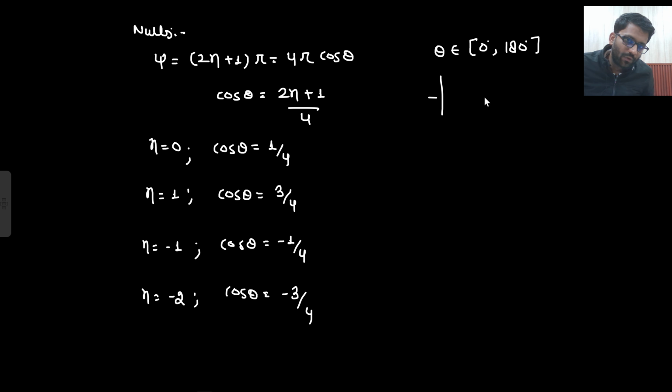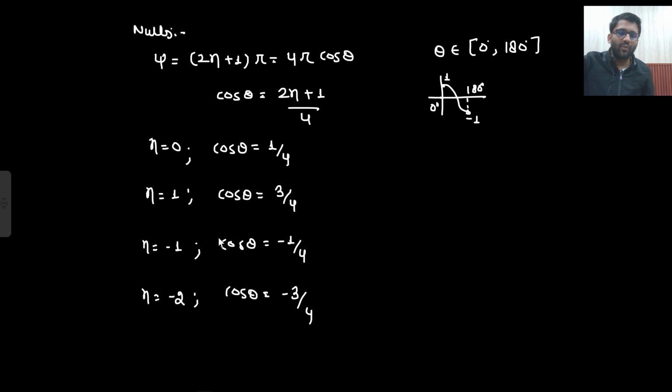And if you draw the graph of cos, then from 0 degree to 180 degree, all the values you are getting. From plus 1 to minus 1, everything you are getting. From 0 to 180 degree, this is the graph of cos. This is your 0 degree. So if you draw the graph of cos, cos theta equal to 1 by 4 will be there between 0 to 180 degree.